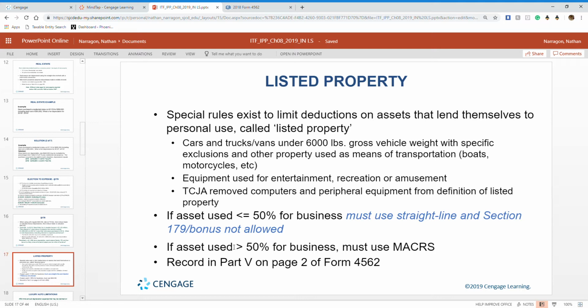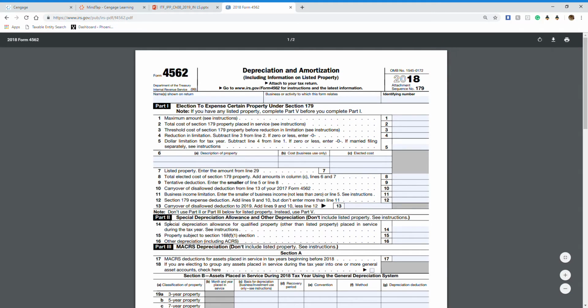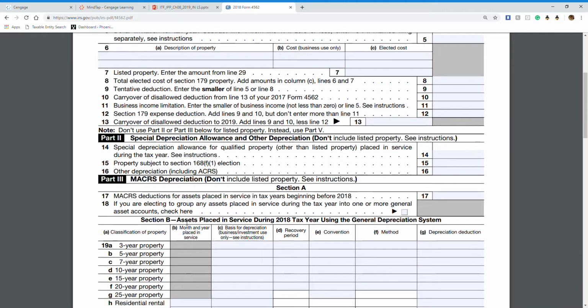But if the asset is used for greater than 50%, we have to use MACRS. We have to use their code. And this is recorded on Part 5 of page 2 of Form 4562, which is basically this form right here off the IRS website. Because y'all know me, I like to use these. And this is really how we show 179.